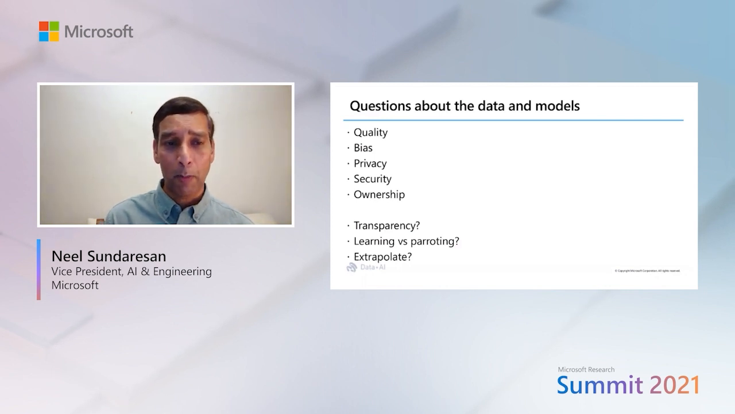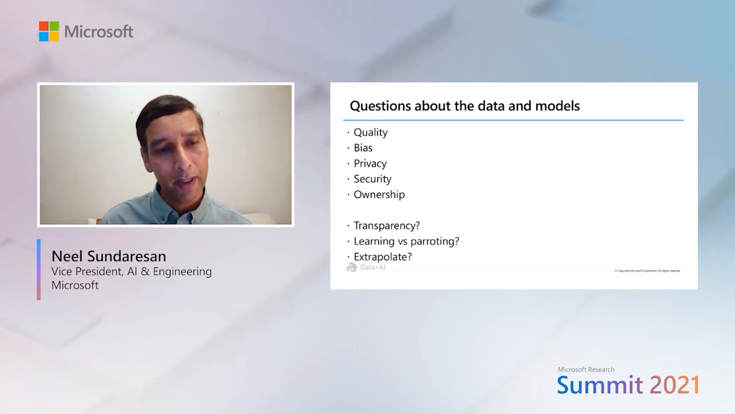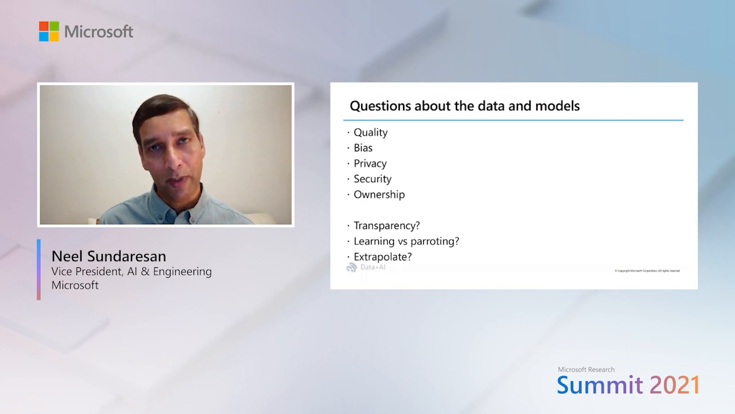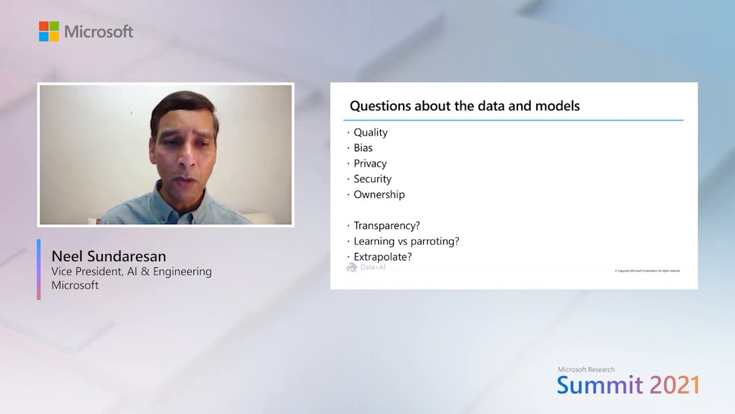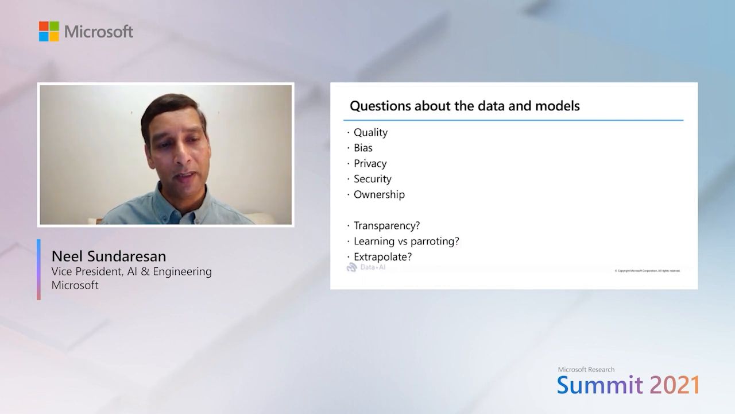And because these AI models are very, very big, they tend to be less transparent, right? So they're not able to explain what decision they make and why they make the decision. So how much do I trust this decision? And again, the question becomes, is it just parroting or learning? Is it able to extrapolate?